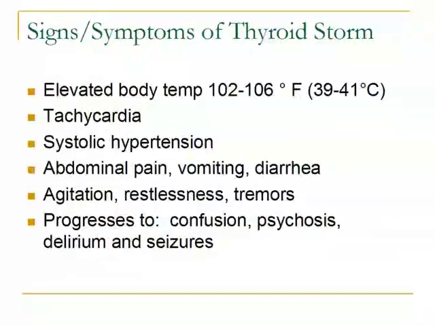Signs and symptoms of thyroid storm: the patient may have a body temp as high as 102 to 106. Patient will be tachycardic, may have systolic hypertension, abdominal pain, vomiting, and diarrhea. Patient may also be extremely restless, agitated, have tremors, and it may result in the patient actually looking as if they've developed some sort of a psychosis, delirium, that type of a thing. So these patients need to be monitored very closely because it can lead to vascular collapse, coma, and thyroid storm can even lead to death.